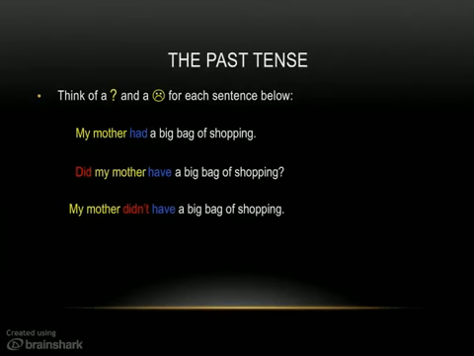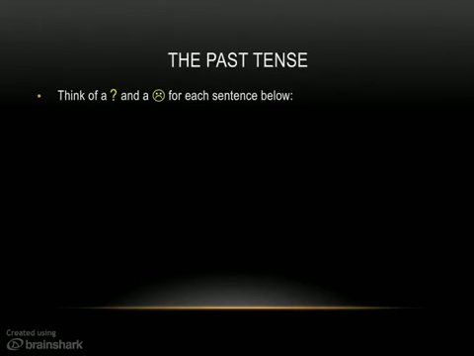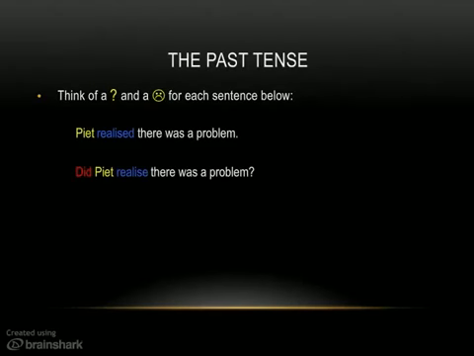Okay, you're doing well. Let's try another. And here we go. Here's the next one. Pete realized there was a problem. Make the question. Did Pete realize there was a problem? Make the negative. No, Pete didn't realize there was a problem. Great, right, let's move on.